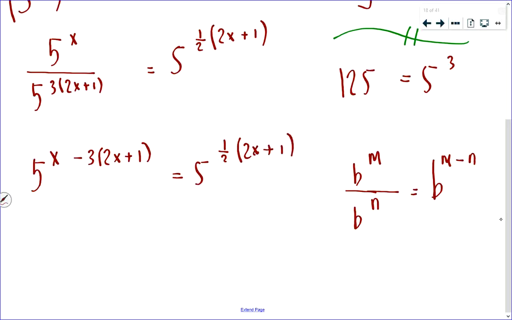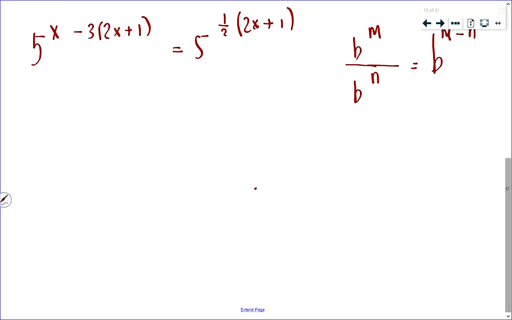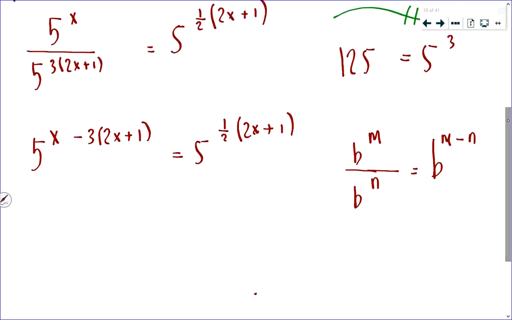You can start multiplying these exponents out at any stage you like once you've written them in the line that you can see right at the top of the screen. Once you've written it that way, you can start multiplying stuff out. But again, if you try to do too much at once, you're liable to make a mistake. Now I can drop the exponents, and I have the following: x minus 3 times 2x plus 1 equals 1/2 times 2x plus 1. Are we okay with that move?